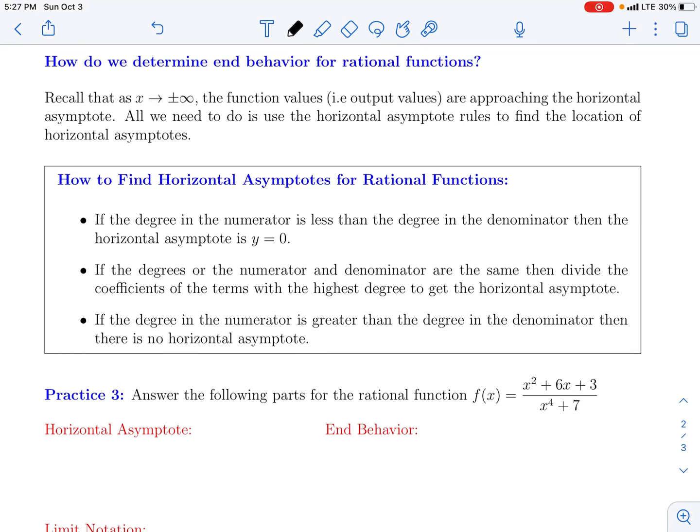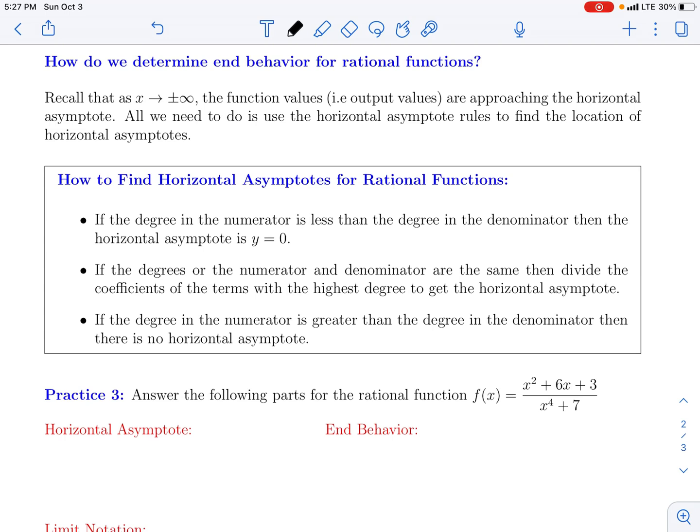Hello everyone, so in the previous video we were talking about end behavior and connecting the end behavior of power and polynomial functions to limits at infinity of power and polynomial functions. Now we're talking about how do we determine end behavior for rational functions, so functions where we have a polynomial divided by a polynomial.